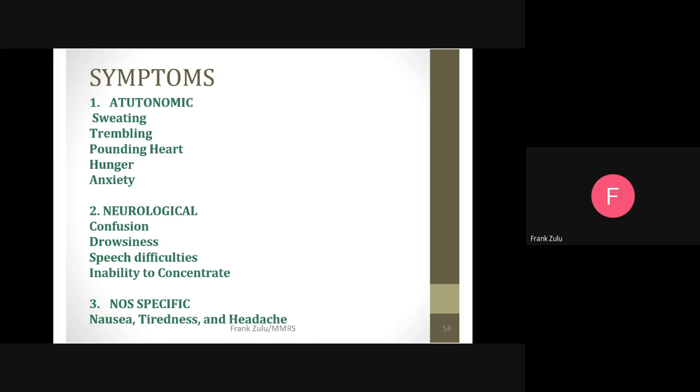Symptoms. So symptoms of hypoglycemia can be divided into 3. Autonomic, meaning autonomic nervous system. Neurologic, meaning the brain. And some of these symptoms cannot be grouped, so non-specific. So if you see someone all of a sudden sweating, they have palpitation, meaning pounding heart, they feel very hungry, and they have anxiety, just think of hypoglycemia, okay? Or maybe all of a sudden someone is just confused. Someone was okay, they're just confused, they are drowsy, they have problem with speech, or all of a sudden they've developed an inability to concentrate.